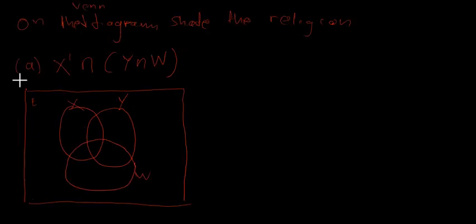In this particular question, we are told to shade the region on the Venn diagram. The first one is X complement intersection open bracket Y intersect W. So we're excluding X, and we are told to focus on this part, the intersection of Y and W. So the region we're going to shade is just this part.